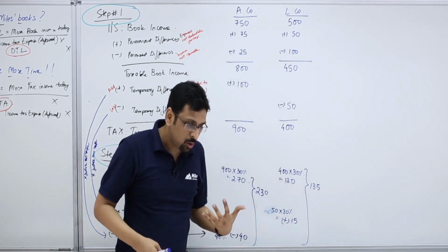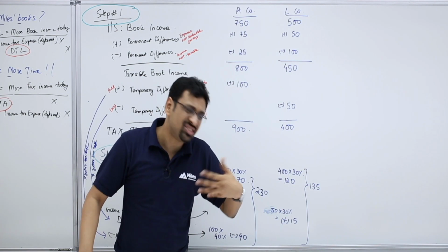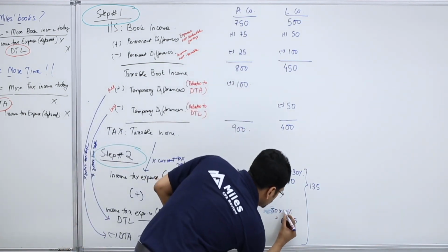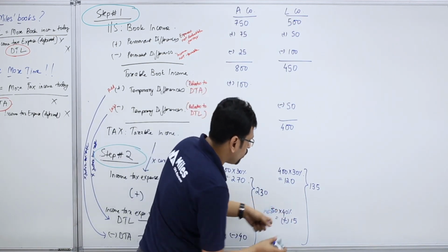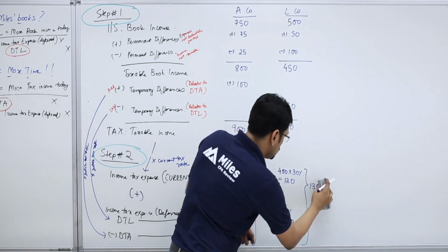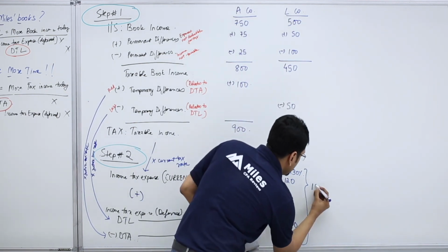But it says in this problem, the future enacted tax rate is different. So we'll use a different rate. We'll use 40% for the future enacted tax rate. So 50 times 40% gives you 20. So 120 plus 20 gives you 140.